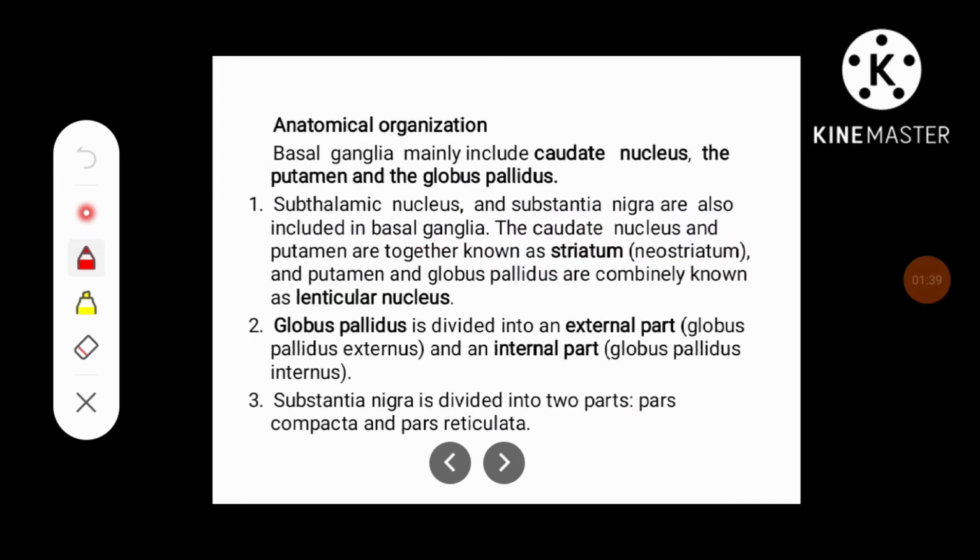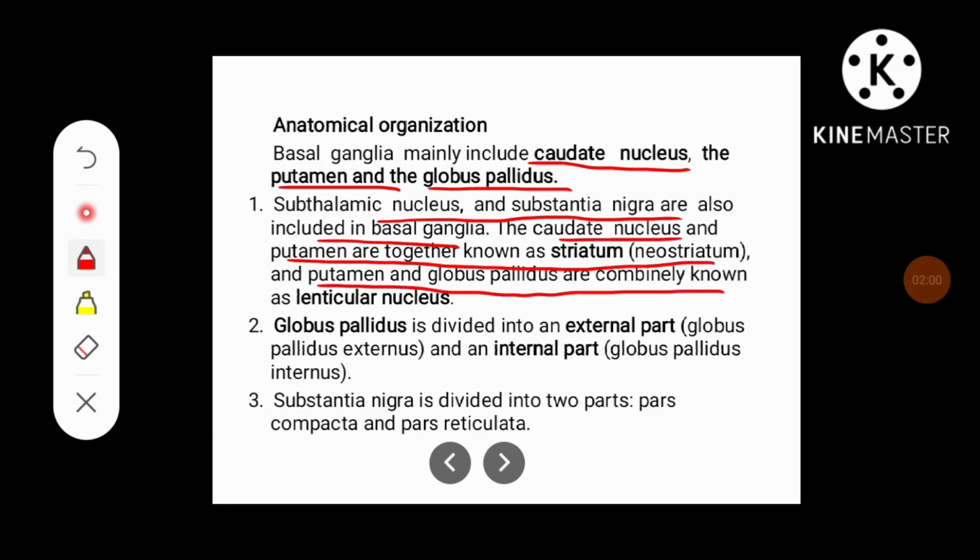If you see the anatomy of basal ganglia, it mainly includes the caudate nucleus, the putamen and the globus pallidus. The subthalamic nucleus and substantia nigra are also included in the basal ganglia. The caudate nucleus and putamen are together known as striatum, that is neostriatum, and putamen and globus pallidus are combinedly known as lenticular nucleus, that is the paleostriatum. The globus pallidus is divided into an external part, globus pallidus externus, and an internal part, globus pallidus internus. Substantia nigra is divided into two parts, pars compacta and pars reticulata.